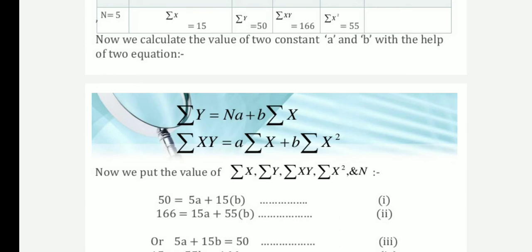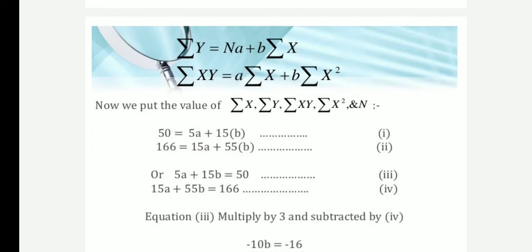Now we calculate the constants with the help of the normal equations. So 50 equals 5a plus 15b, and 166, the sum of xy, equals 15a plus 55b. Here the sum of y is there, n equals 5, a is to be determined, b is as it is, and the sum of x is 15.